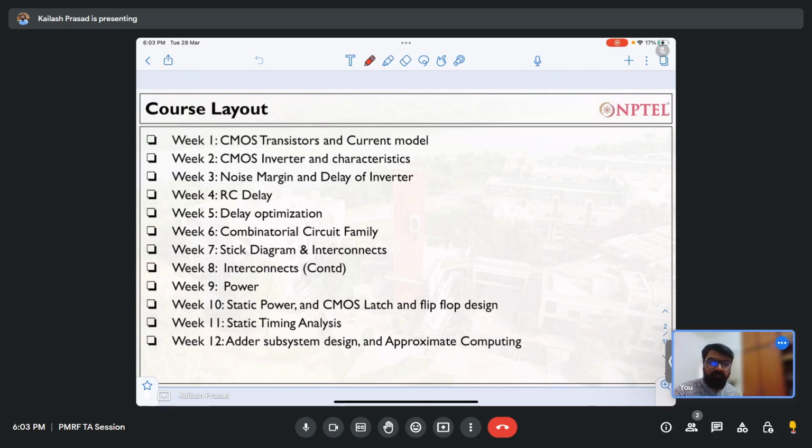Further, we have designed many combinational circuits. We have seen various kinds of combinational circuits which are available, right? And we have also understood the advantages and disadvantages of each individual combinational circuit. Then moving to the next part, we have discussed the layouts and the stick diagrams, and we have discussed interconnects in greater detail in week 7 and week 8. The last lecture was about week 9, on power and static power. I'll be discussing week 8 and week 9 in this part.